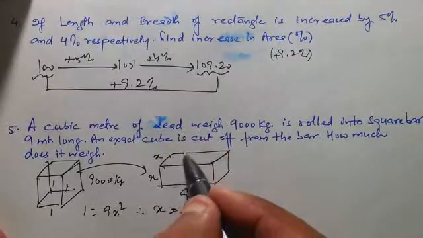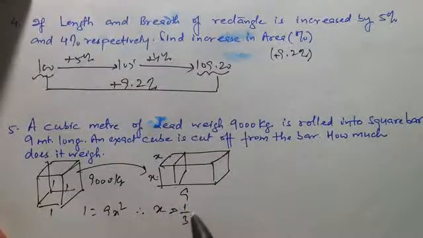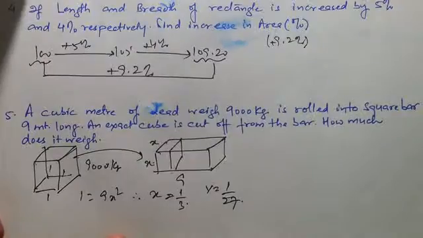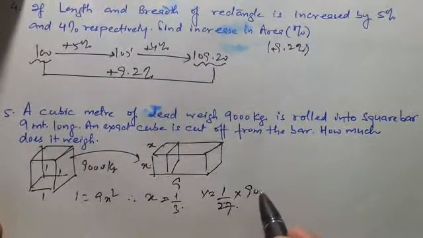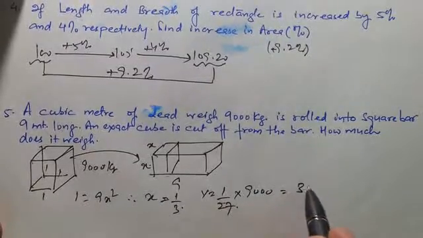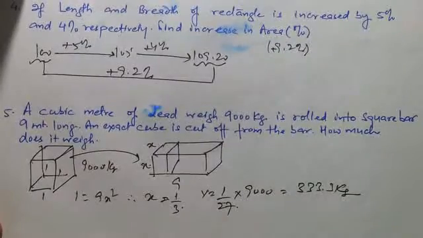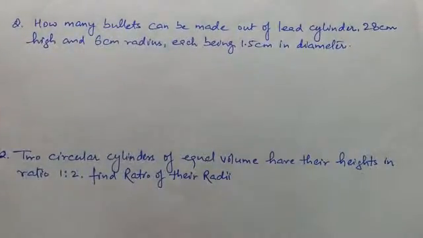So that means if we want to cut the exact cube, its length, breadth and height is 1 upon 3, 1 upon 3, 1 upon 3. So the volume will be 1 by 27, correct? Length into breadth into height. So its weight will be 1/27th of 9,000. It comes to be 333.3 kg. It is that easy. Now coming to another simple question.